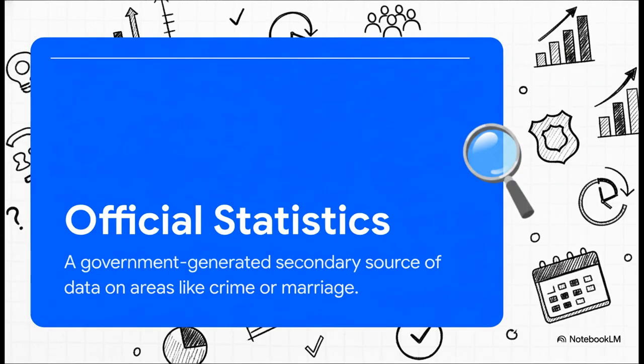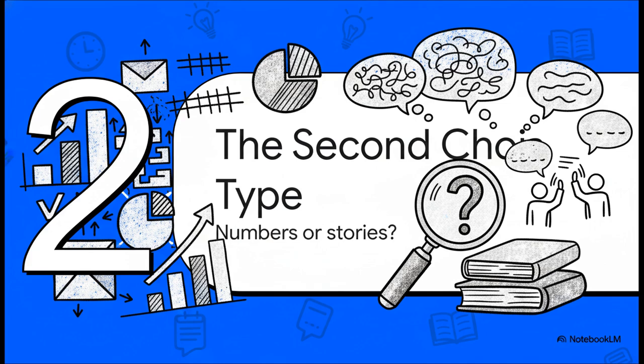You know, one of the most common and powerful types of secondary data is official statistics. Think about data on crime rates or employment numbers. Because governments collect this information in a really consistent way year after year, it can be super reliable for spotting long-term trends. All right, you've picked your source.